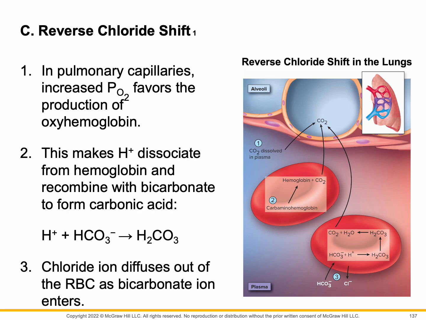This shows carbon dioxide dissolved in plasma reaches the alveoli. Carbaminohemoglobin in red blood cells dissociates into hemoglobin and carbon dioxide. The latter reaches the alveoli, and chloride ion diffuses out of the red blood cell. An inward flow of bicarbonate occurs. The bicarbonate combines with the hydrogen to give rise to carbonic acid, which then splits into water and carbon dioxide, and then the latter reaches the alveoli.